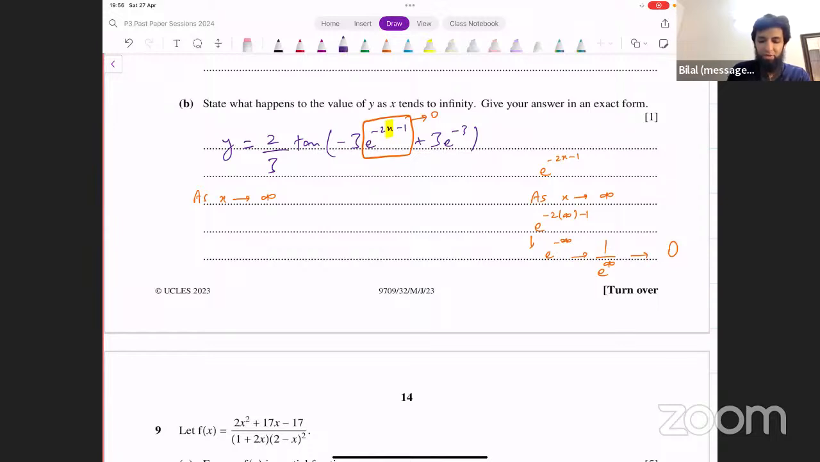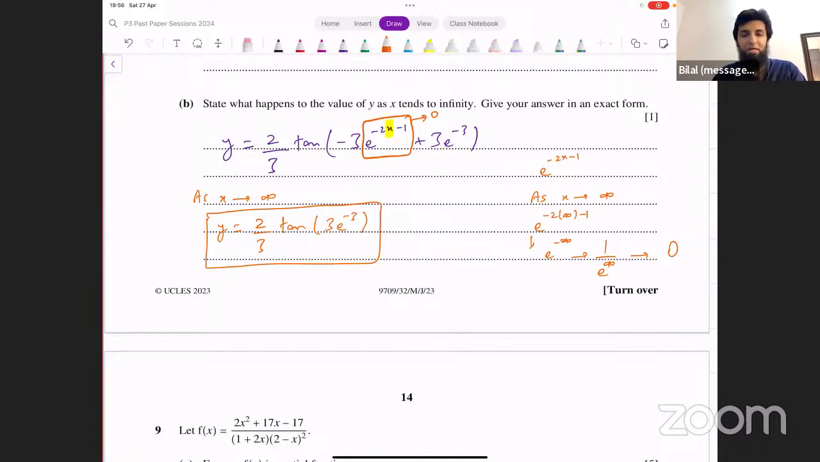Now, when that becomes 0, what about y then? It's 2 over 3 into tan of minus 3 into 0. So that means this whole thing becomes 0. What are we left with? 3e raised to the power minus 3. This is going to be the value of y as x goes towards infinity: 2 over 3 into tan of 3e raised to the power negative 3. That's the result that you get from this.